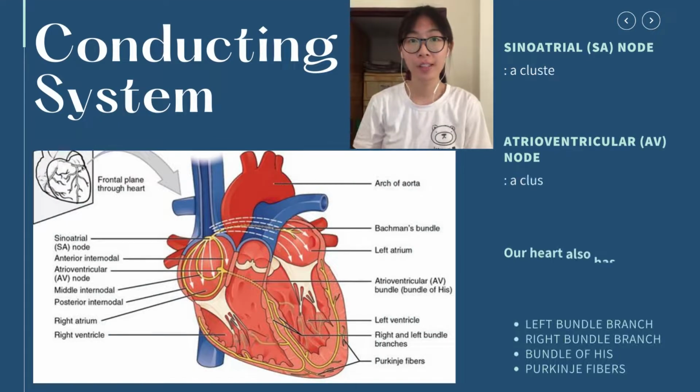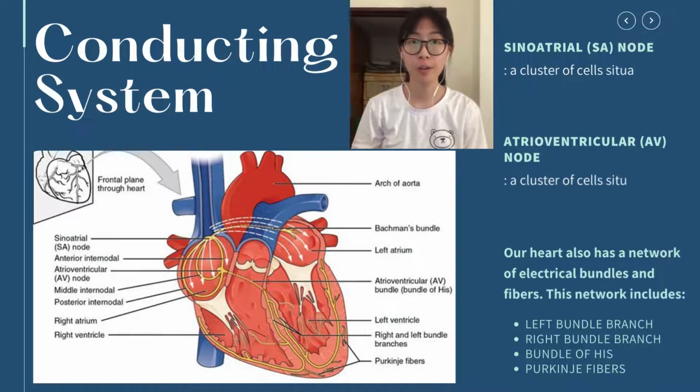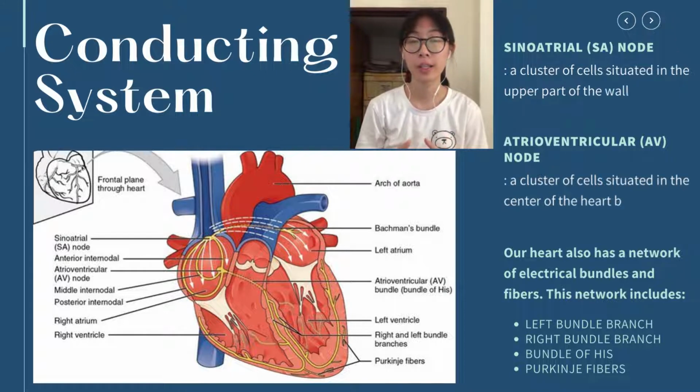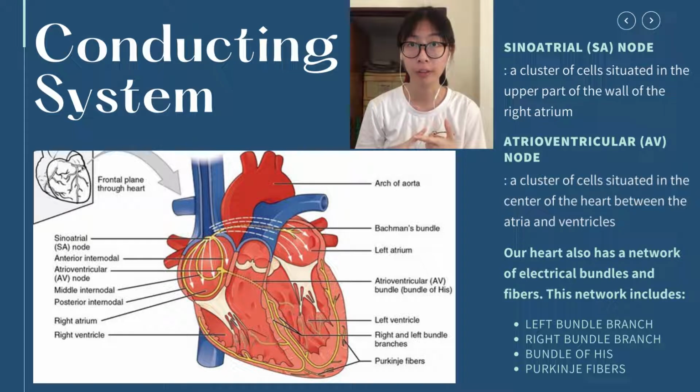Our heart conduction system is like the electrical wiring of a house. It controls the rhythm and the pace of the heartbeat. It includes the sinoatrial node and the atrioventricular node. The sinoatrial node is a cluster of cells located in the upper part of the wall of the right atrium. Its function is to send the signal to make our heart beat.